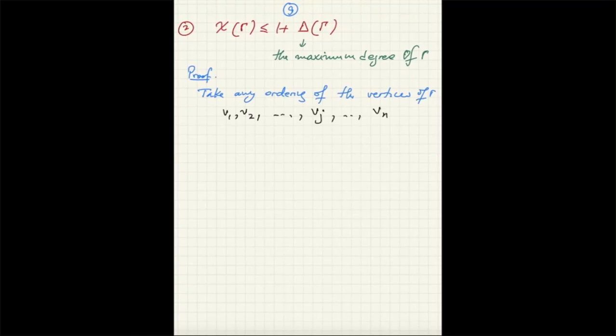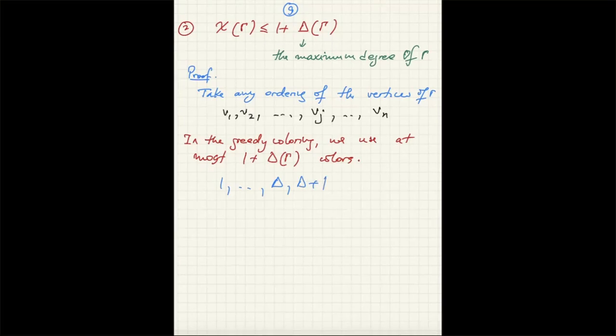And basically we claim that in the greedy coloring, using this ordering, we use at most 1 plus delta of gamma colors. And why is that? Well, the colors that we'll use are going to be 1 all the way up to delta, delta plus 1. That's what I claim, that these colors are sufficient. And so why is that?